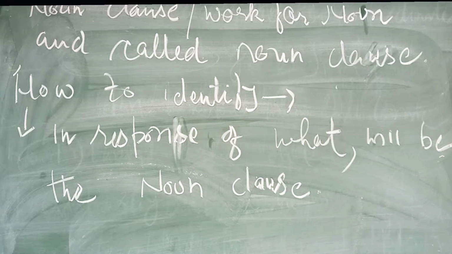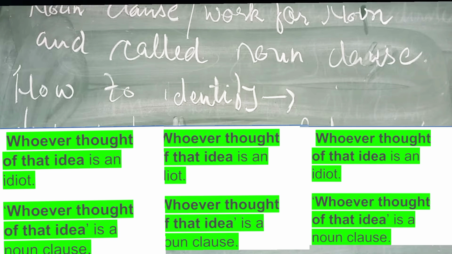What is a noun clause? A noun clause is a subordinate clause because it works for the noun. That is why it is called the noun clause. Now the question arises: how to identify the noun clause?